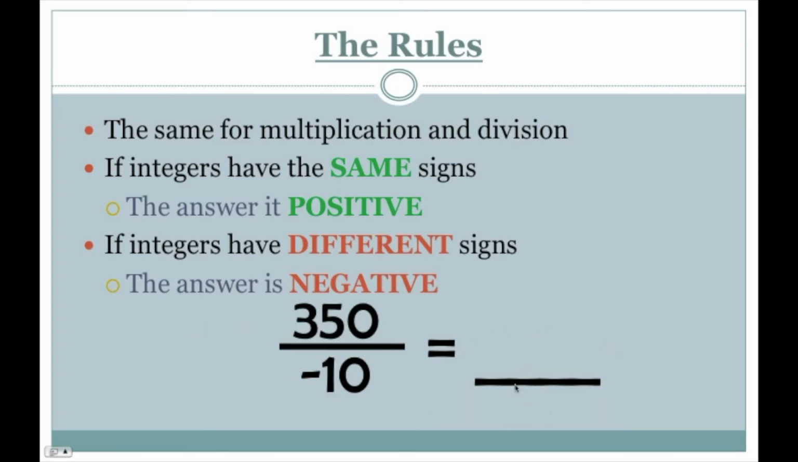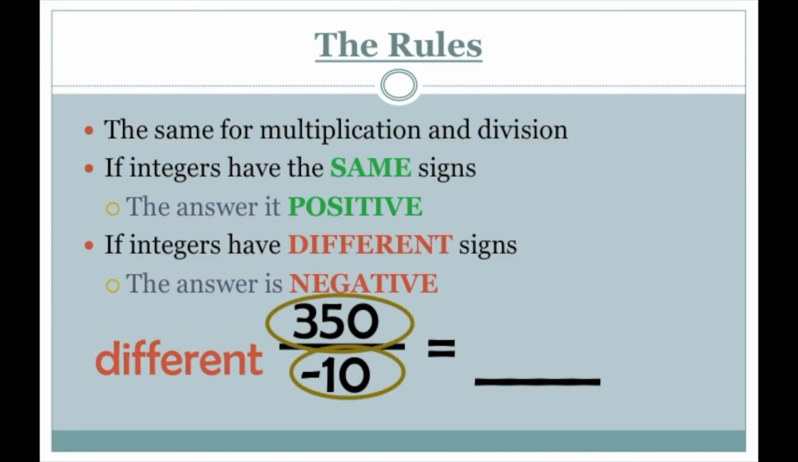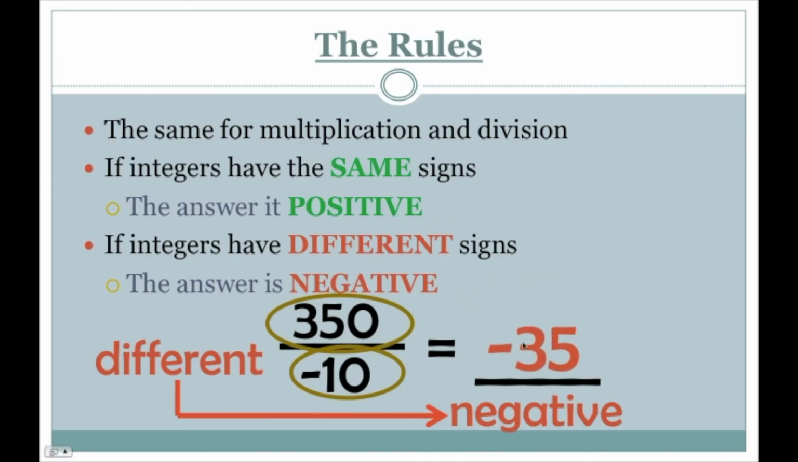And again, even though this looks like a fraction, this notation also means division. So what's 350 divided by negative 10? Well, our signs here are different because the 350 is positive and the 10 down here is negative. And because our signs are different, our answer will be negative. And 350 divided by 10 is going to be 35, but it's going to be negative 35. Again, because our signs are different.